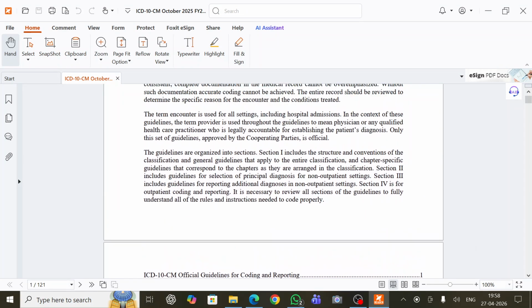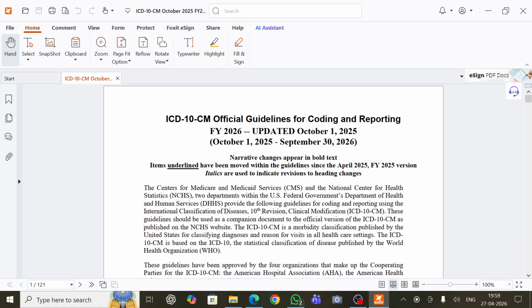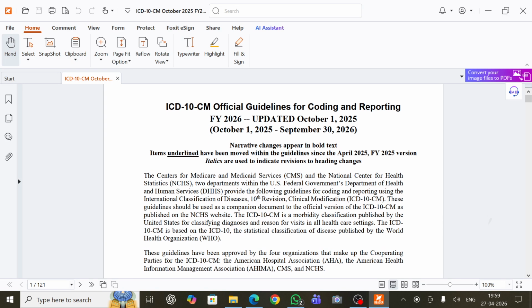So this is the overview and index for the ICD-10-CM. We will start the ICD-10-CM in ascending order. That's why you will understand all the concepts and it's very easy. So thank you so much, guys.